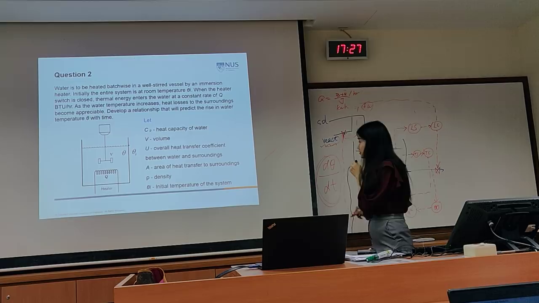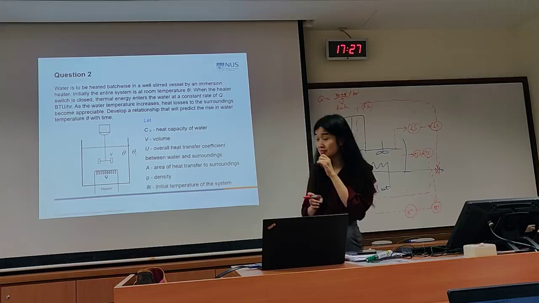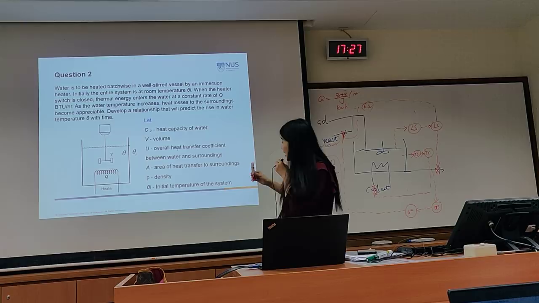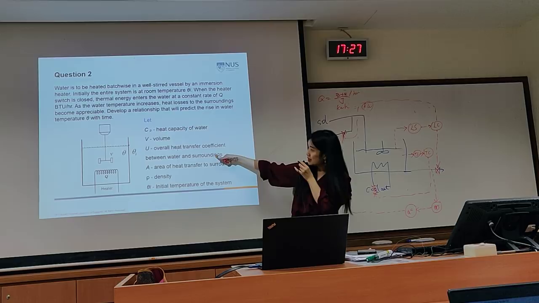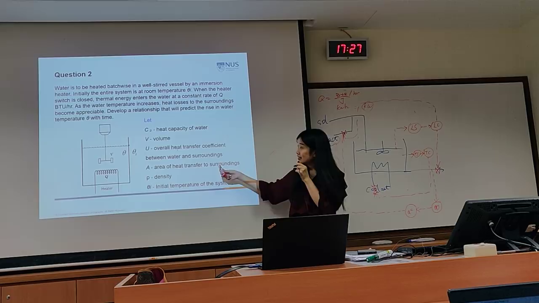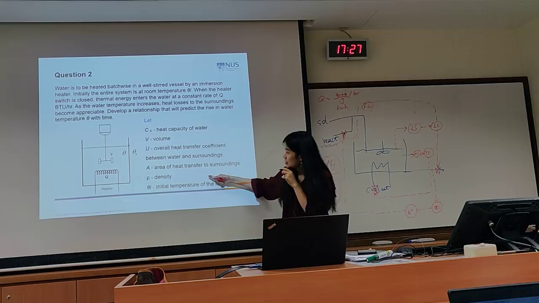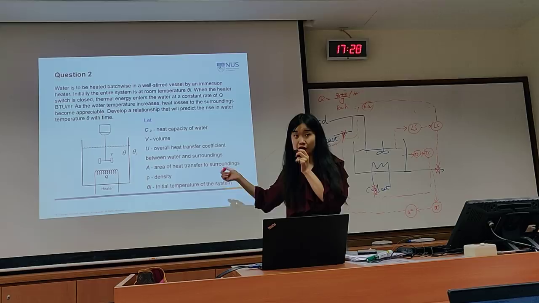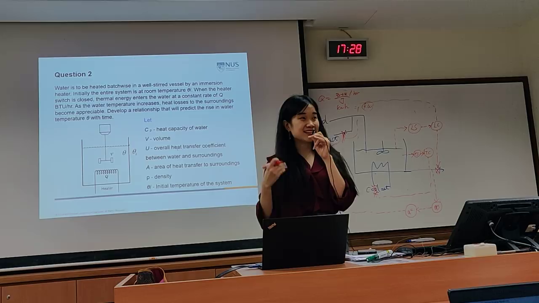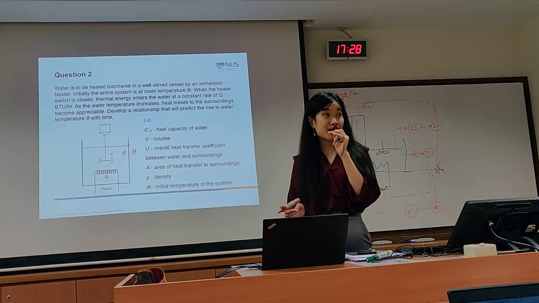And here we give you this series of parameters. Let's assume those are fixed parameters: the specific heat capacity of water, Cp, and V, the holdup volume. U is the overall heat transfer coefficient between water and the surroundings, and A is the area of heat transfer to the surroundings. So these U and A terms are commonly used together to describe the heat transfer of the reactor with the surroundings. Then rho, the density of water, then theta i, the initial temperature of the system as well as the room temperature. So you can try to write down what is d theta over dt in this system. You should start with an energy balance and try to derive that relationship.